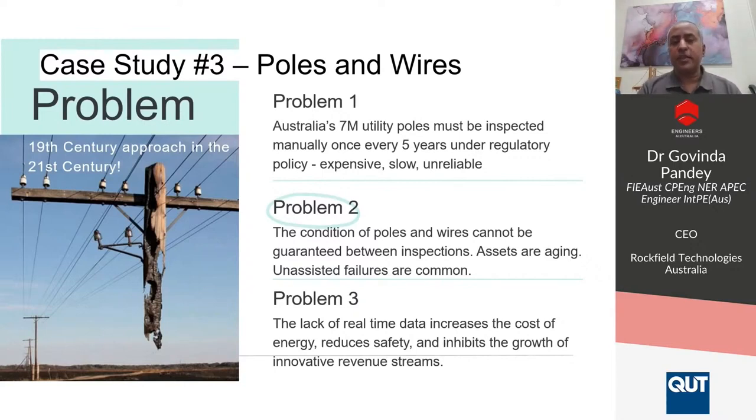But these poles, particularly the timber poles, are a very hard asset class to manage because obviously they rot, they get attacked by termites, and a lot of them are aging, and the unassisted failure of these poles is becoming more and more common. And the problem is the lack of real-time data that we've got at the moment. Maintaining and managing these assets is quite expensive, and obviously an innovative approach is needed to address that.